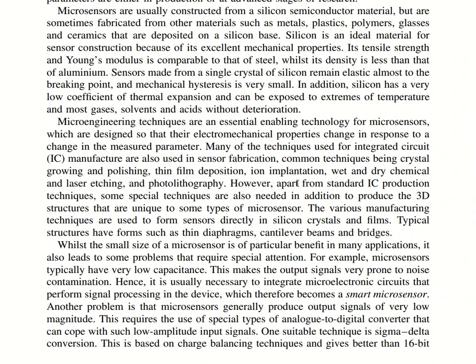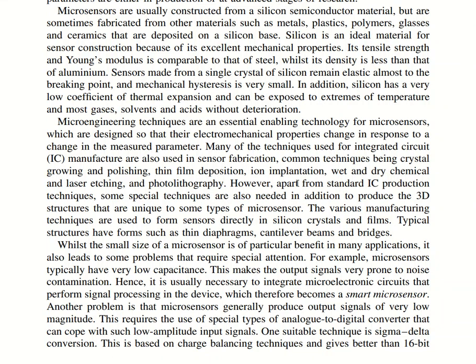Then many of the techniques used for integrated circuit manufacture are also used in sensor fabrication. Common techniques being growing and polishing, then thin film deposition, ion implantation, wet and dry chemical and laser etching, and photolithography. But apart from standard IC production techniques, some special techniques are also needed to produce the 3D structures that are unique in some types of microsensors. So the various manufacturing techniques are used to form sensors directly in silicon crystal and films.